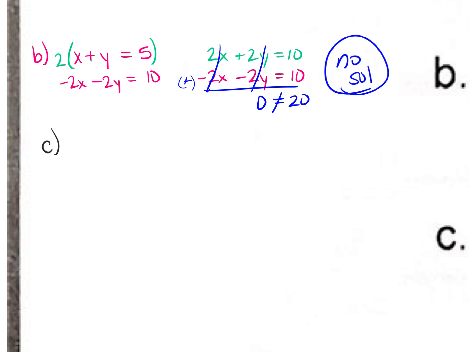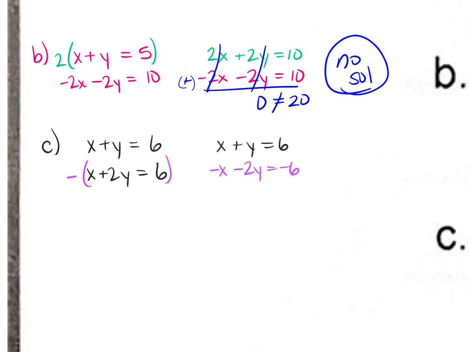Problem C, we have x plus y equal 6 and x plus 2y equal 6. So I'm going to get rid of my x's, is what I'm going to choose. They're the same, so I need to change to the opposite sign. So I'm going to multiply this bottom equation by a negative sign. So the top equation stays the same, x plus y equals 6. The bottom equation multiplies everything by a negative, so it becomes negative x minus 2y equal negative 6.